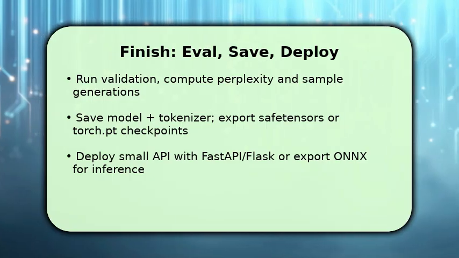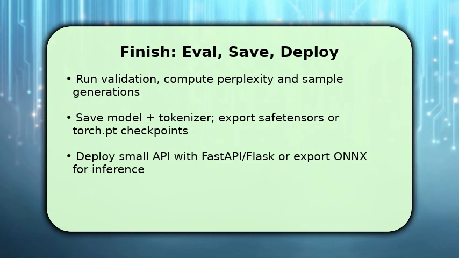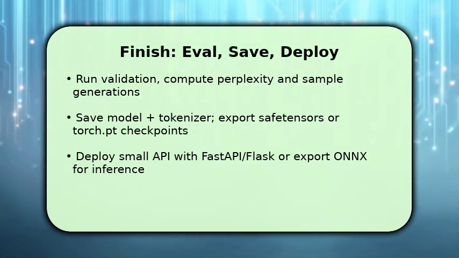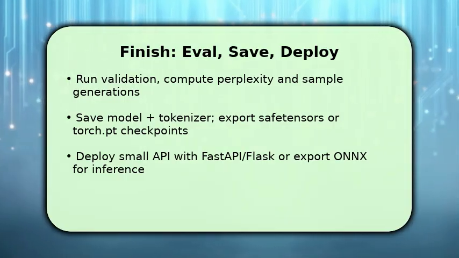Then deploy a simple FastAPI endpoint or convert to ONNX for faster inference. If outputs are repetitive or collapse, try increasing context length, lower learning rate, or continue fine-tuning on diverse examples.